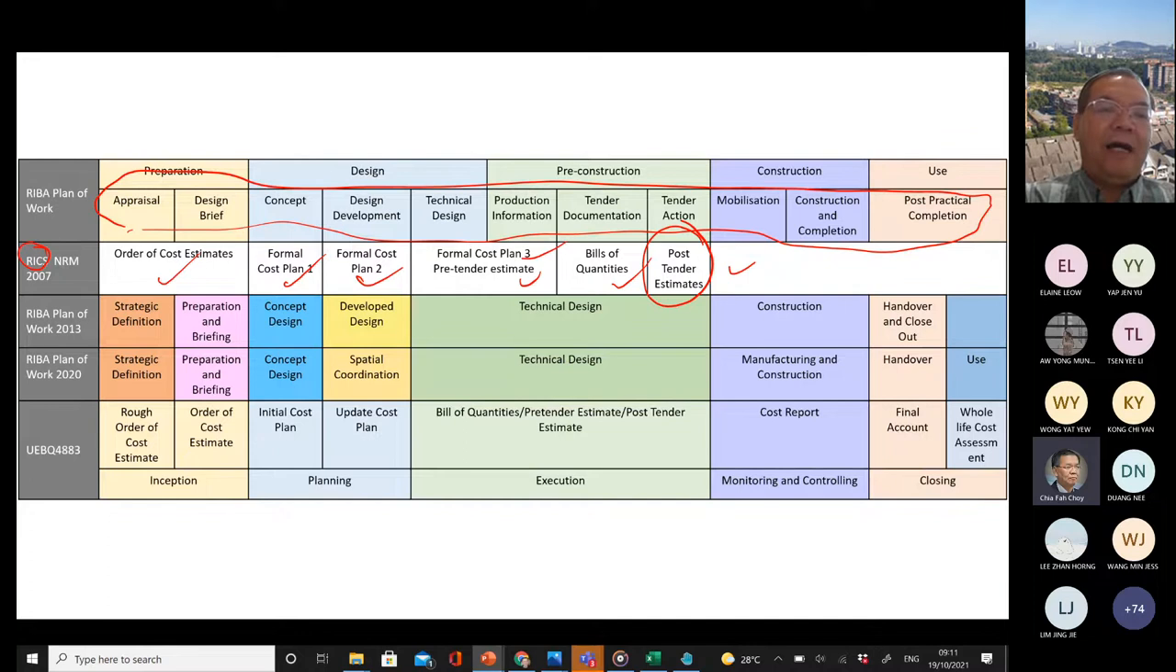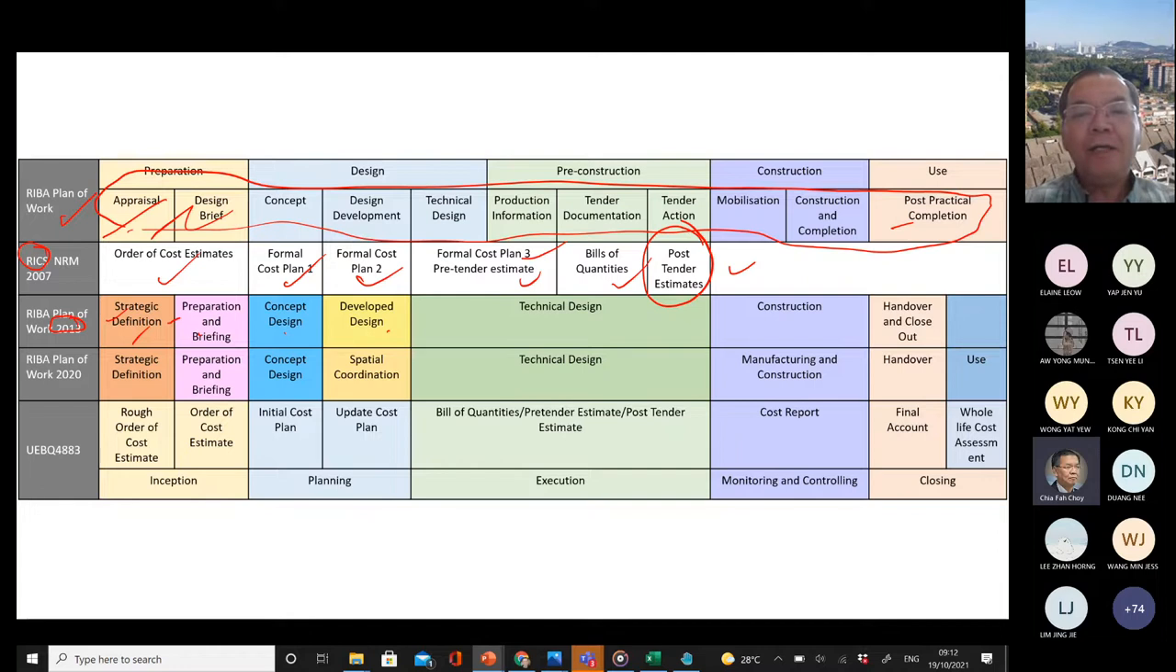Now, just now I was talking about the RIBA Plan of Work, the column above, which is the initial one. For recent years, in 2013, as you know, we started using BIM, building information modeling, which is getting more popular. So RIBA came up with a new version of the Plan of Work. You can compare this column with this column, and you can see there are quite substantial changes in the terms.